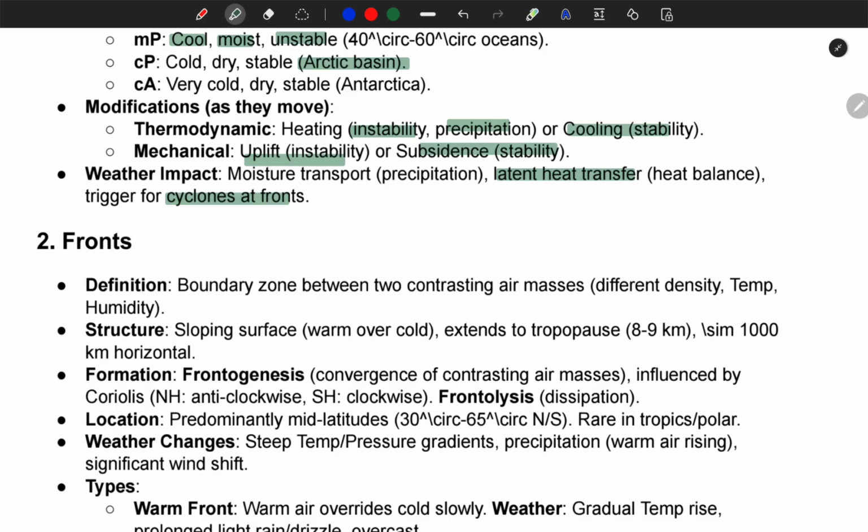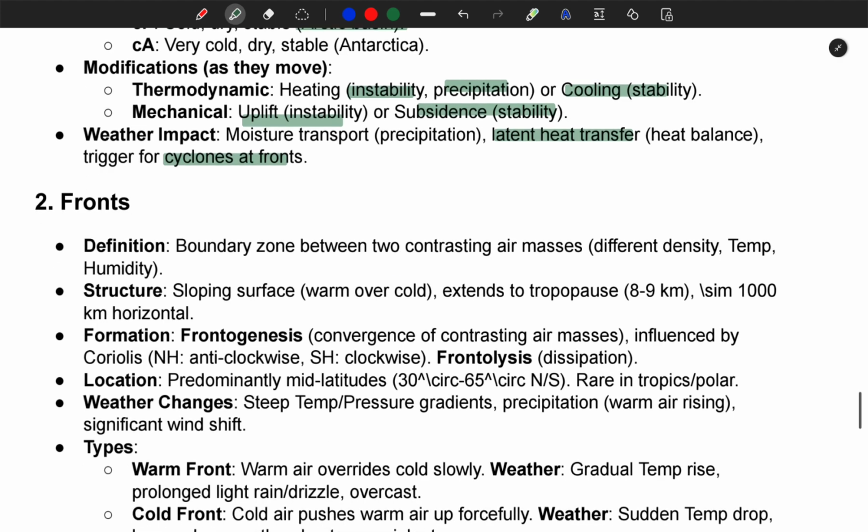Next topic of discussion is fronts. Its definition: boundary zone between two contrasting air masses. Contrasting here means difference, different density, temperature, humidity. Structure is a sloping surface, warm over cold, extending 8 to 9 km vertically and 1000 km horizontally.